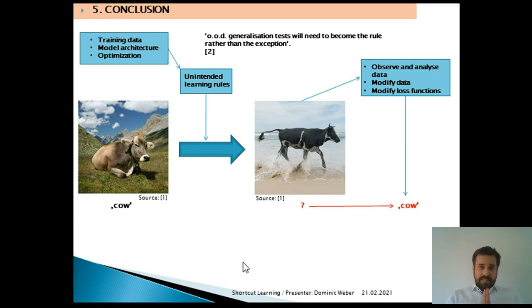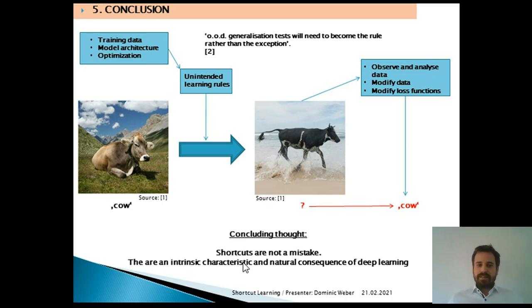Based on what was presented here today, shortcuts are not so much a mistake that occur in deep learning, but they are more an intrinsic characteristic and therefore a natural consequence of deep learning itself. As Ilyas states in his paper, we should not be surprised that classifiers exploit highly predictive features that happen to be non-robust under a human selected notion of similarity. So we should not expect that they are both human meaningful and faithful to the models themselves.